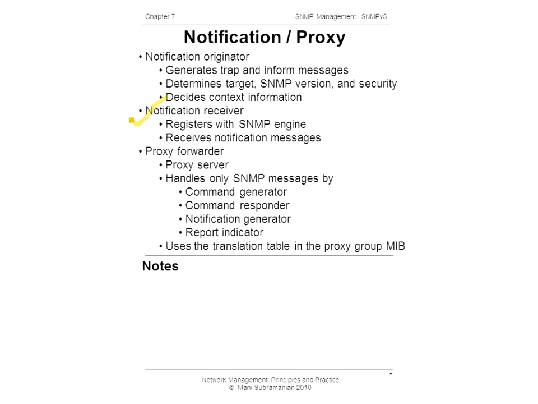Then we have notification receiver. This notification receiver application receives SNMP notification messages. It registers with the SNMP engine to receive these messages, just as the command responder does to receive get and set messages. Then we have proxy forwarder. This application performs a function similar to that of a proxy server.